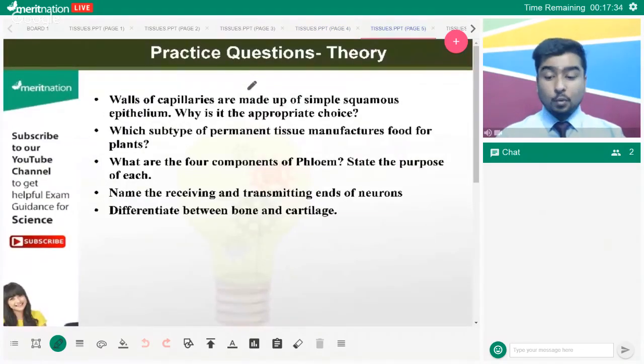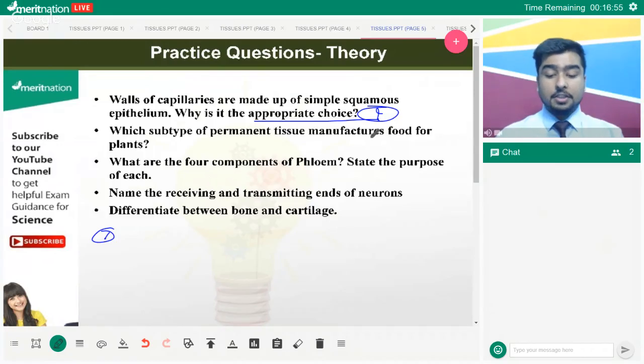Now let's practice a few questions. Walls of capillaries are made up of simple squamous epithelium. Why is it the appropriate choice? So who will give me the answer to this question? Come on. So why is it made of squamous epithelium? It's made of squamous epithelium because the oxygen and glucose need to pass from the capillaries outside so that they can diffuse to the tissue fluid and then to the cells. That is why they are very thin, right?